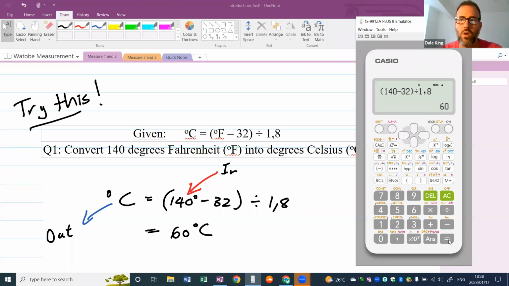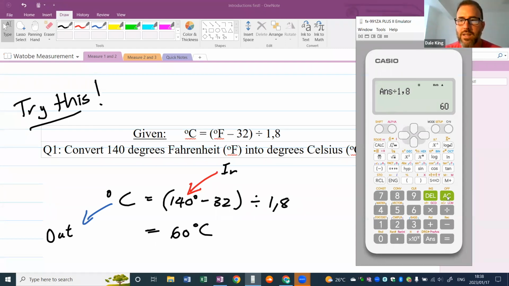Okay, or what you guys often do, and I've seen this in classes as well, is some guys will do 140 minus 32. And then they'll press equals 108, and then they'll divide by 1.8 and then press equals again, and you still get the same answer. So sometimes it helps to do little pieces of the formula on your calculator. If it's very complicated, you don't want to write the whole thing out, that's fine. Just remember which part to do first.